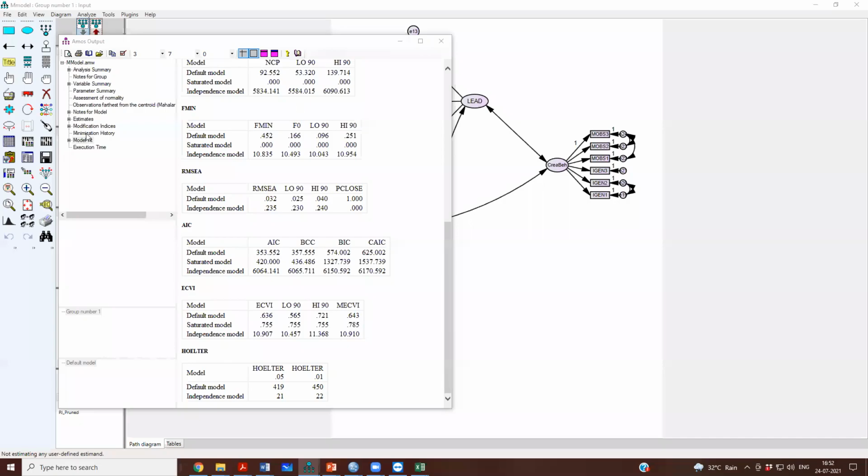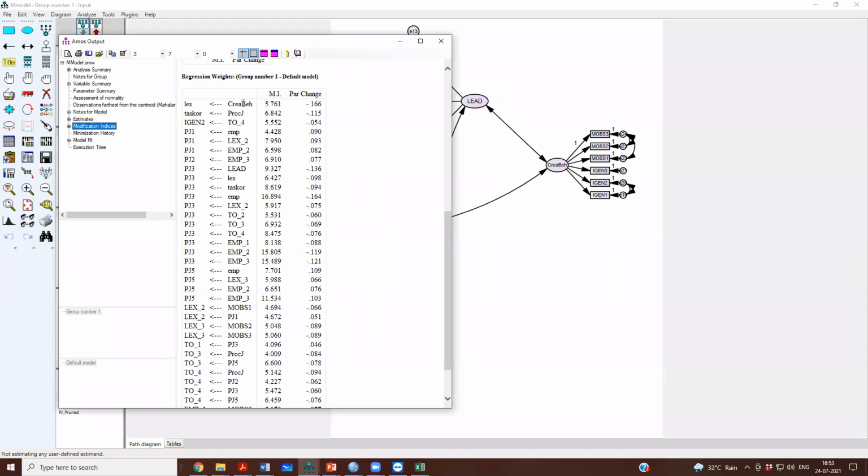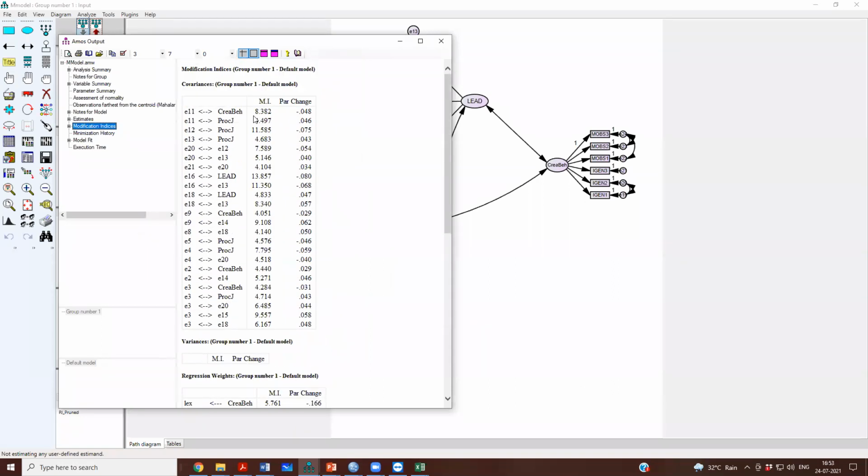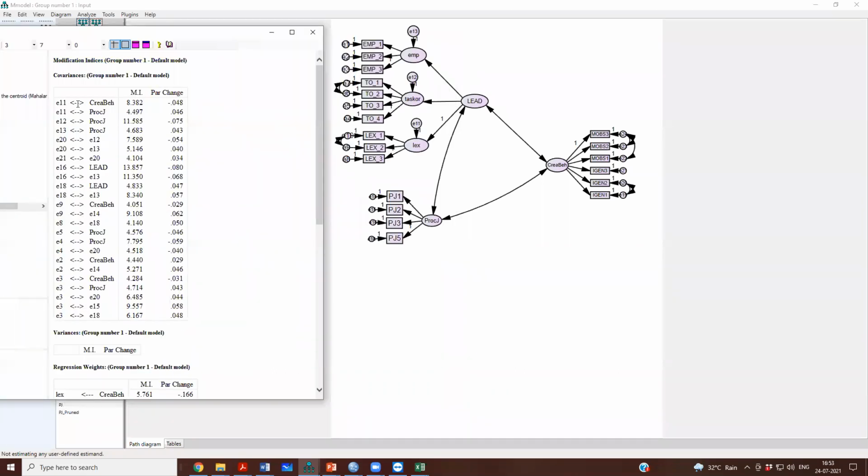Okay, so we have got our model fit. Now let us look at modification indices, and why I am saying that looking at modification indices at this time will not be very fruitful also. Look at what it is suggesting.